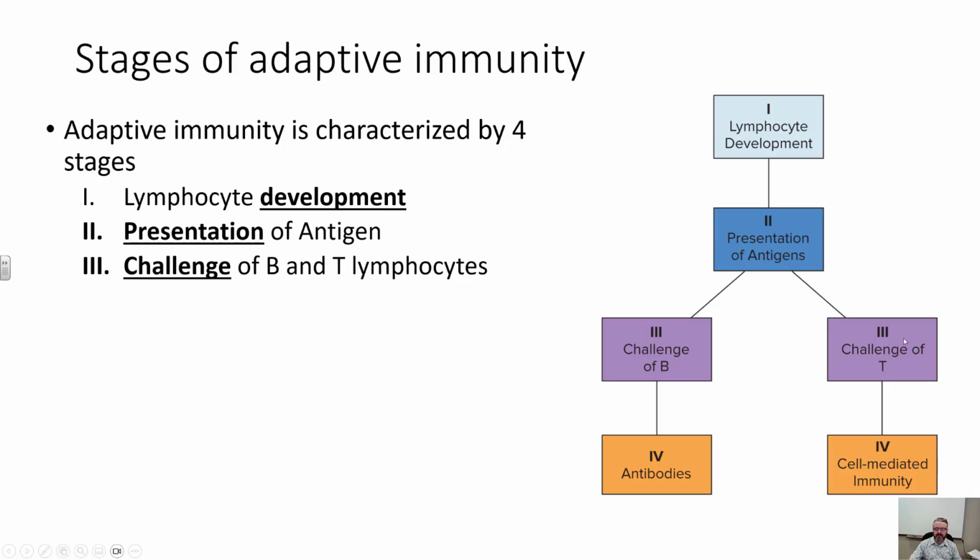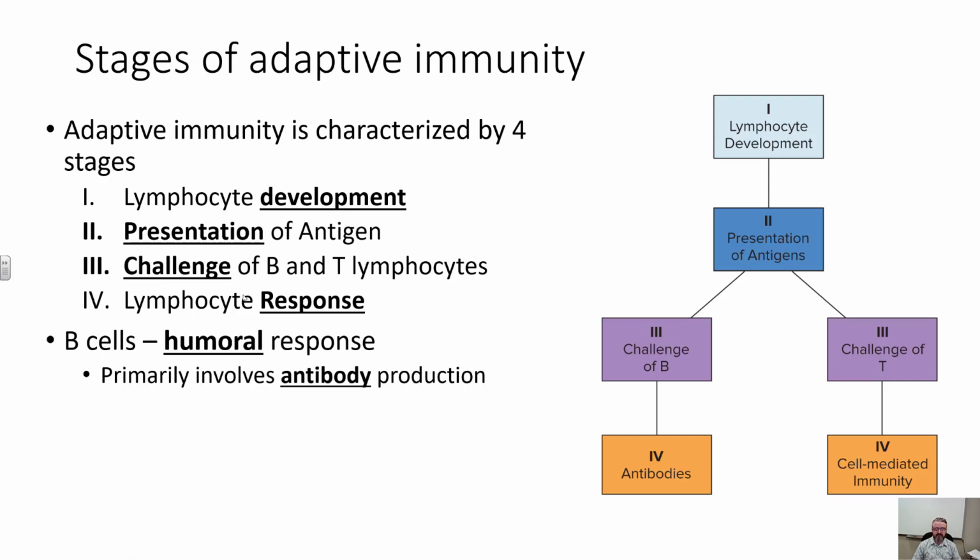Okay, so at that point, you start characterizing what happens in a B cell versus what happens in a T cell. So you get this dual-pronged approach, one from the B cell line and the other from the T cell. And at that point, the cells are fully activated, and then they start to respond. So you have ongoing development, periodic presentation, challenge is the activation stage, and then lymphocyte response is when they actually become competent to respond to the presence of the pathogen.